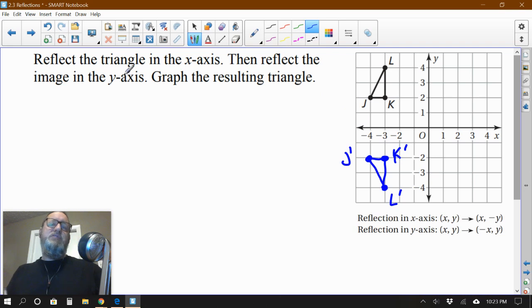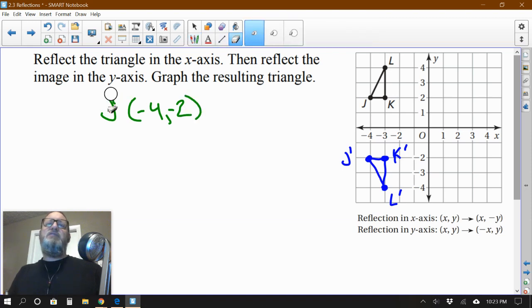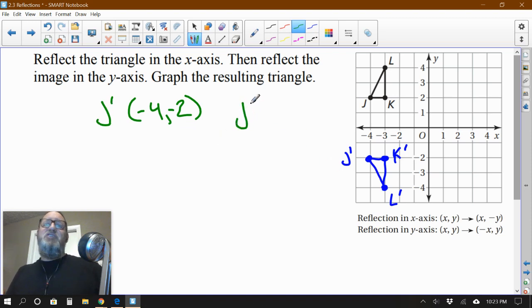Okay, now we're supposed to reflect across the y-axis. Alrighty, so now let's try to use the rule. Okay, so we do these in order, J, K, L. Well, J prime is at (-4, -2). So now we're going to make J double prime. So we're going to flip it again, but this time across the y-axis. So what's the rule when we go across the y-axis? So now this is our line of reflection. Well, (x, y) becomes (-x, y).